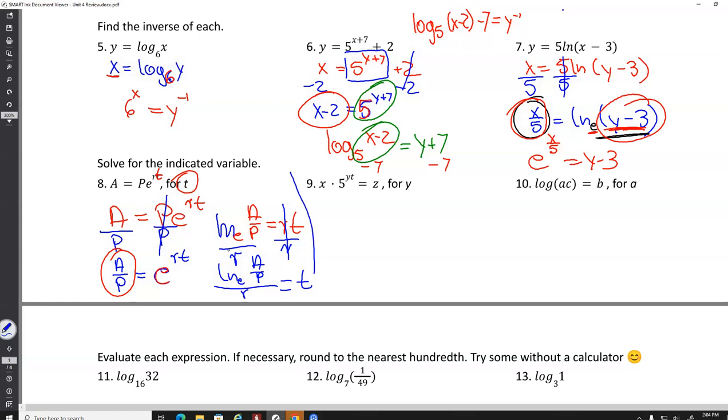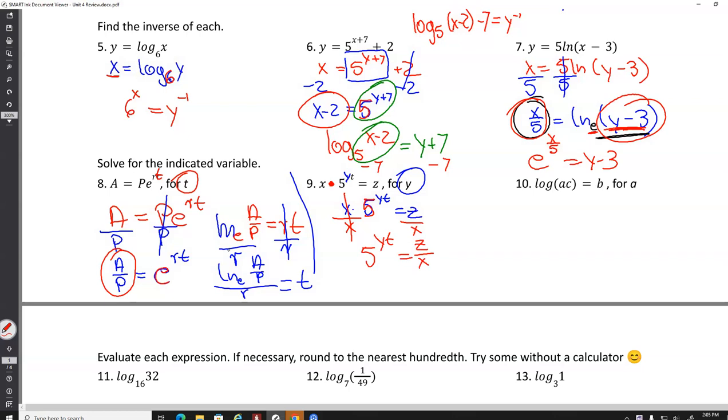All right. Number 9 is the same thing. I'm solving for y, so I'm solving here. So again, I have an x times 5 to the y over t equals z. So first, to get the 5 to the y over t by itself, I'm going to divide both sides by x. I'm going to get rid of this x. And since there is a multiplication there, I'm going to divide by it. Now I get 5 raised to the y over t equals z over x.